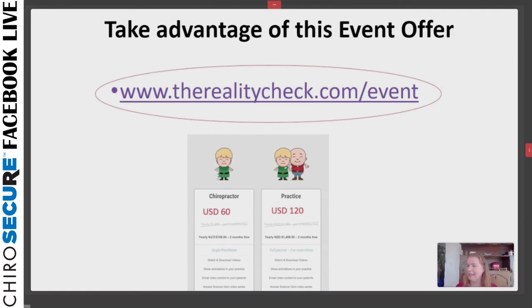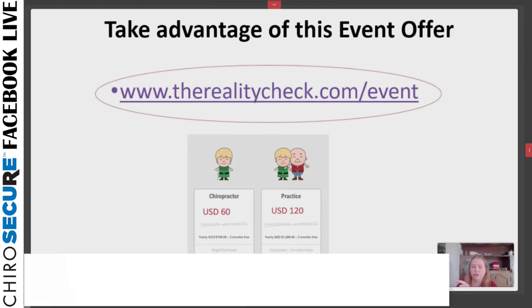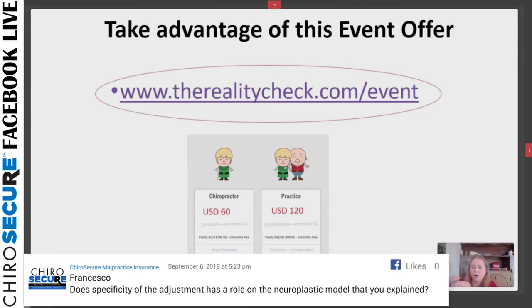Specificity of adjustment has a role on the neuroplastic model that you explain. So the question is, does specificity matter when it comes to the neuroplasticity model? Now, I think in some ways, yes, and in some ways, no. What I think is that you don't need to adjust, like, one thing that the neuroplasticity model tells me is that you don't need to adjust T4 to affect that nerve root that goes to the heart. Are you with me? We're not relieving pressure off the nerve root. The actual neuroplasticity story is bigger than that. We have an effect on the brain.